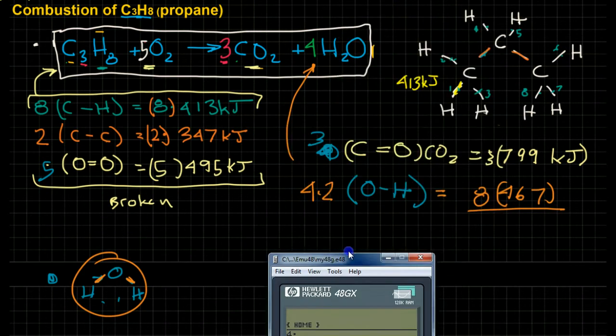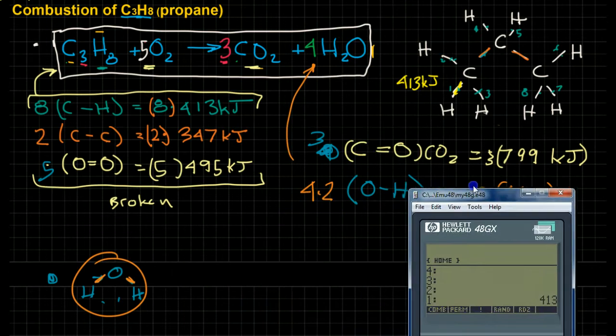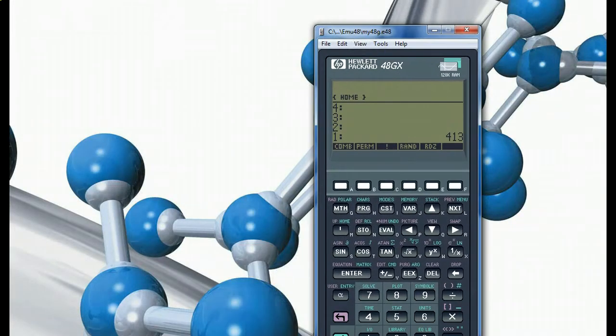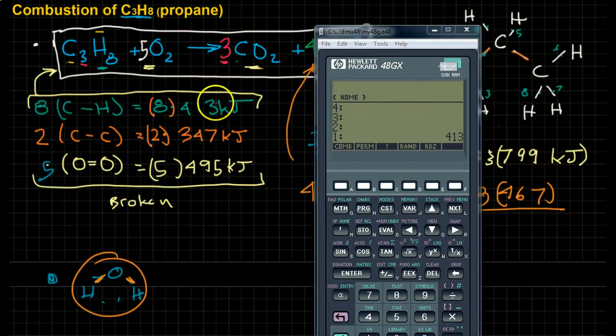Well, actually, I don't want to think about it like Born-Haber in this case. I'm just going to subtract bonds broken from bonds formed. Oh, Windows, I hate you. Okay. Nice wallpaper, though, right? Okay, so 413, up here, that's where I was. Sorry for the window rearrangement. I take 8 of those for 3304.